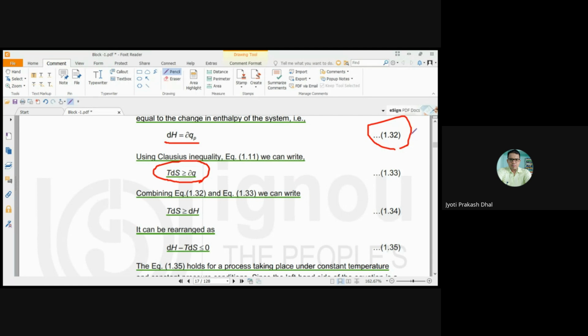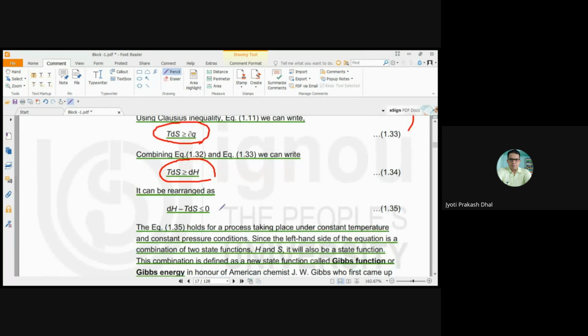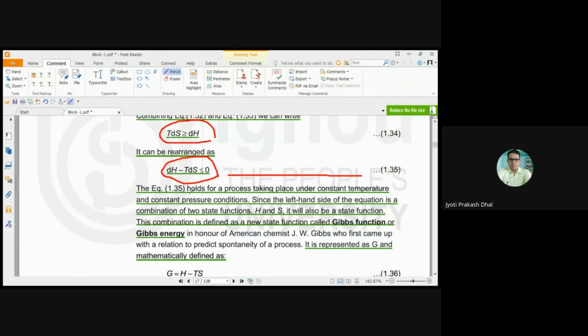If we combine both the equations, we can write TdS is greater than or equal to dH. This equation can be rearranged: dH minus TdS is less than or equal to 0. That is called equation 1.35. This equation 1.35 holds for a process taking place under constant temperature and constant pressure conditions.